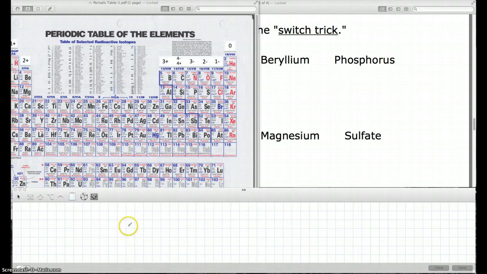That's really annoying. But again, beryllium is a 2 plus, and phosphorus is a 3 minus. Now I do the switch trick. The 3 from the phosphorus goes down behind the Be. The 2 from the Be goes down behind the phosphorus. So I get, for my final answer, Be3P2. That's a 3. Sorry, it's kind of sloppy. That would be my formula for beryllium and phosphorus together.